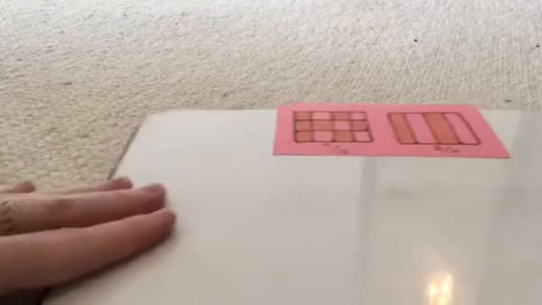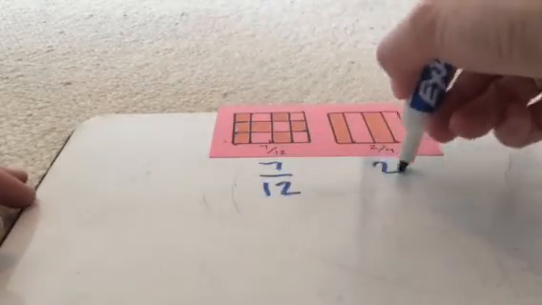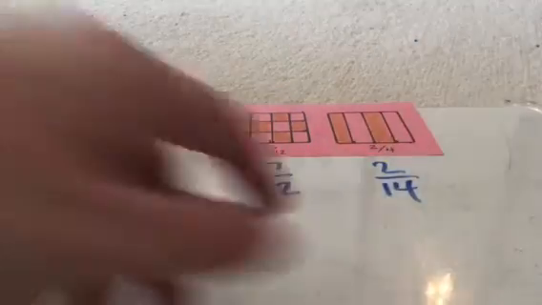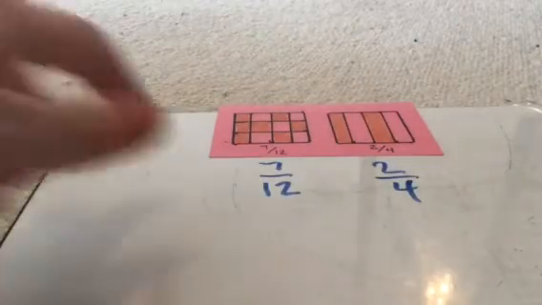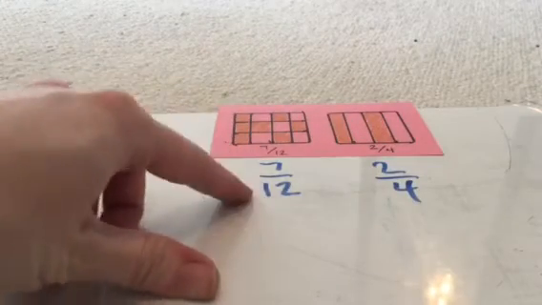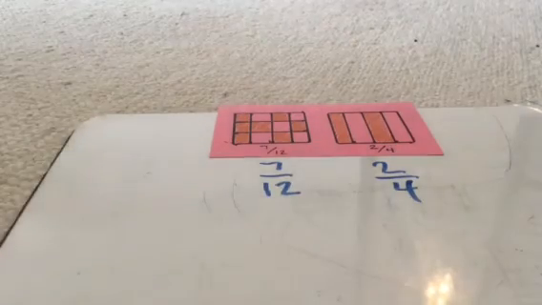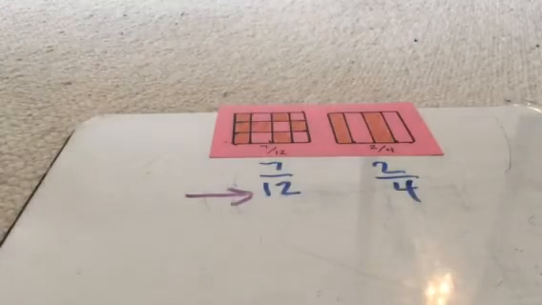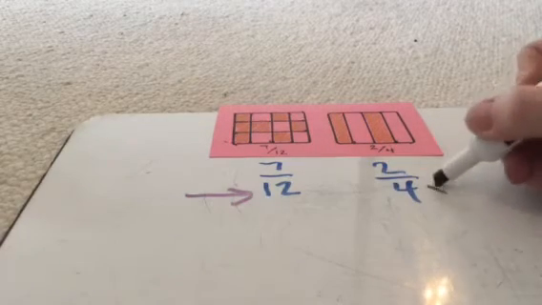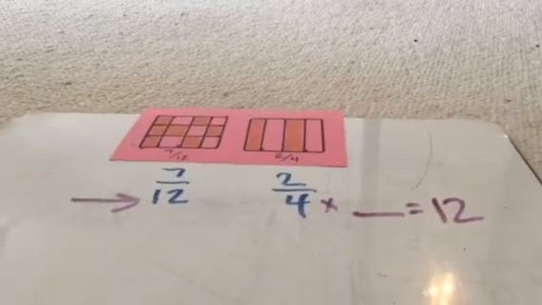Okay, first, label your fractions. 7/12, 2/4. Oops, not 2/14. 2/4. Okay. Numerators, not the same. Denominators, not the same. Is there a relationship between the denominators? So between 12 and 4. Well, I can't do 12 times something equals 4, but can I do 4 times something equals 12? 4 times what equals 12?